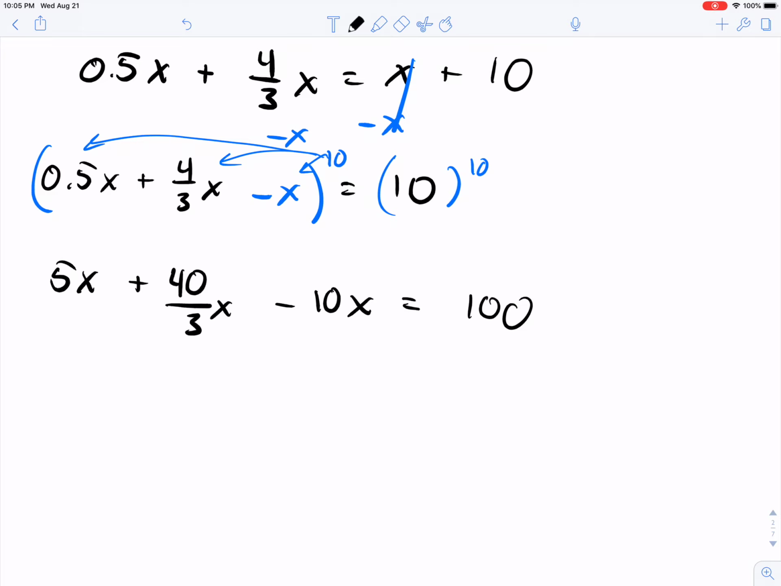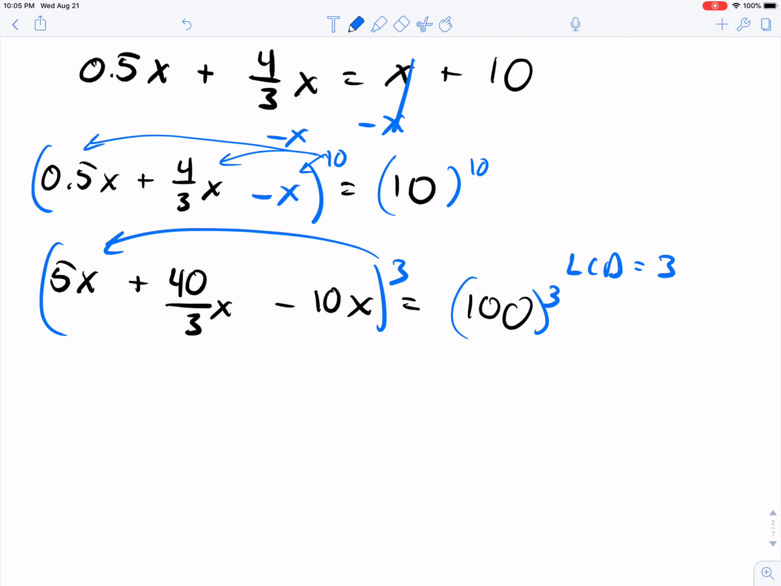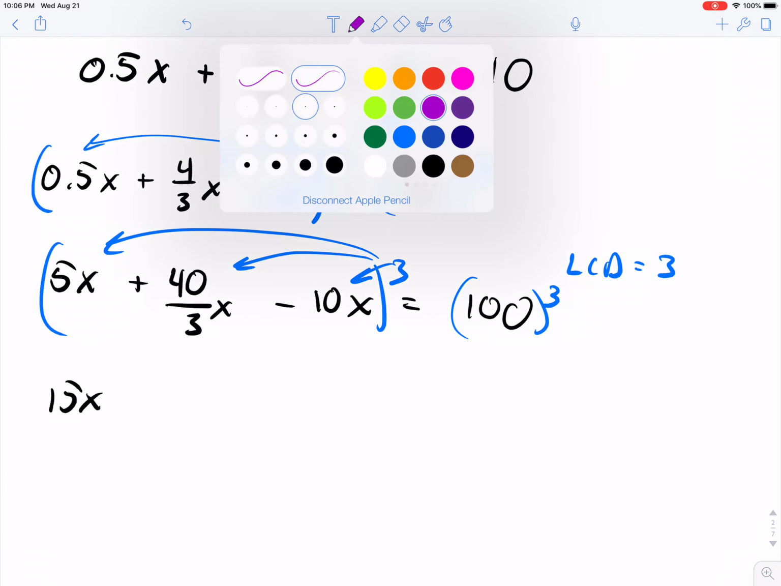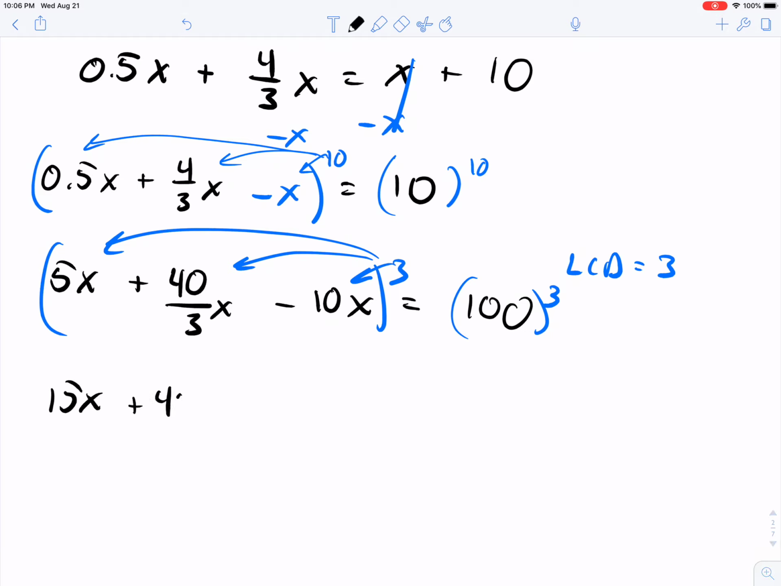Okay, so now we still have a fraction, so let's multiply the left and the right by the least common denominator of the fractions. At this point, the LCD is 3, so we multiply the left and right by 3, and distribute our 3. After this procedure, not only have we cleared the decimals, but we also cleared the fractions. So 3 times 5 is 15x. 3 times this middle term, the 3's cancel, because we have a 3 on top and a 3 on bottom. And so we're left with a 40x there, and then minus 300x equals 300.